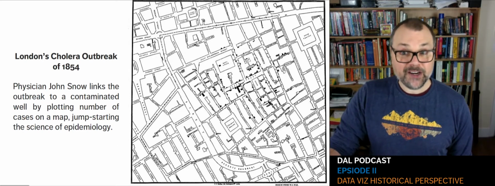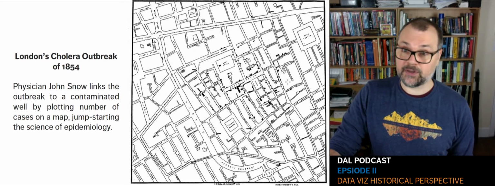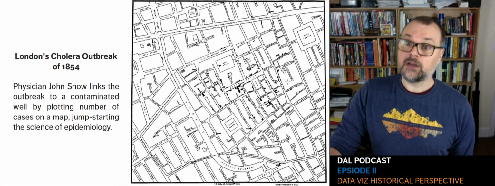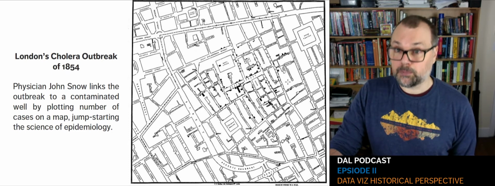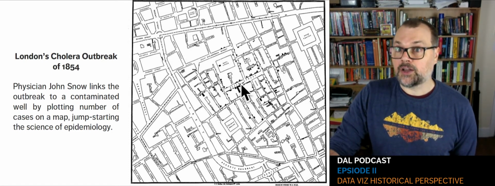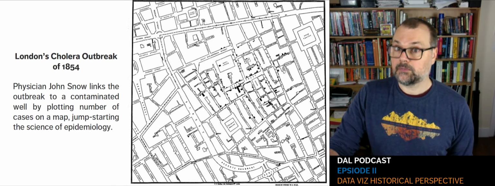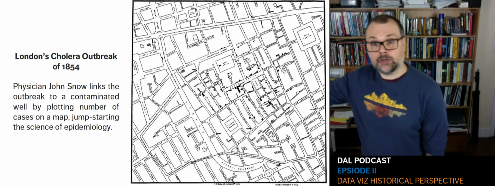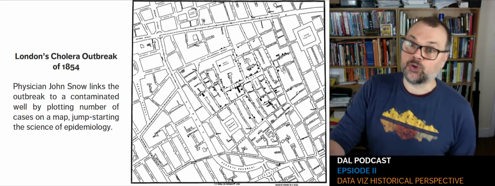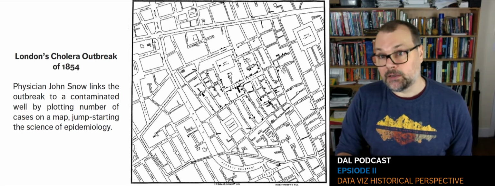Okay? It's a very, very simple map here. There's nothing very complicated about this. Somebody just plotted the residences of people who were passing away from cholera. And then they noticed a concentration near one of the water fountains. And that triggered an actual understanding of the disease and the spread of the disease.